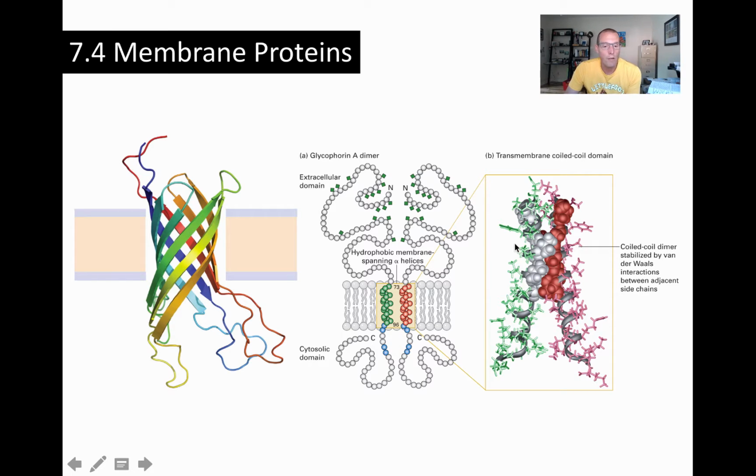These are all integral transmembrane proteins, and as you can see, there are hydrophobic regions which allow them to embed into the membrane. These are really difficult to extract from membranes. You can't extract them with salt. You have to extract them with high concentrations of detergent.